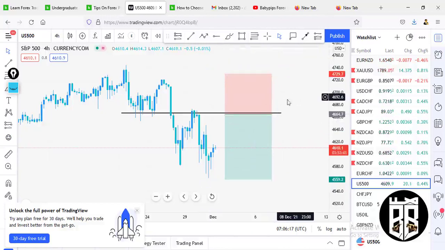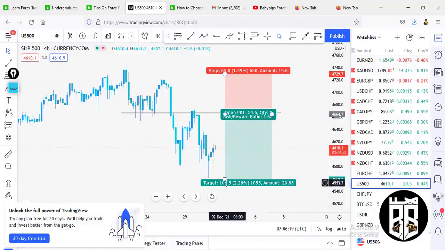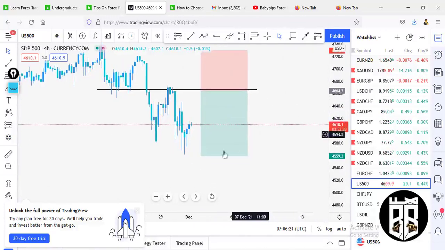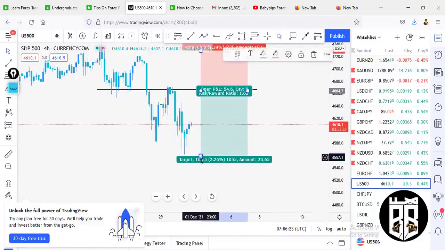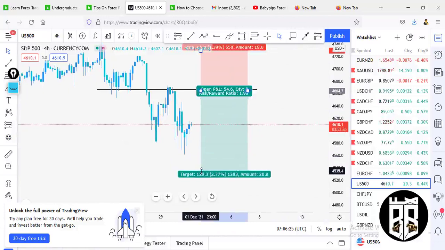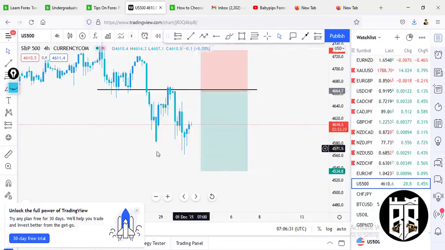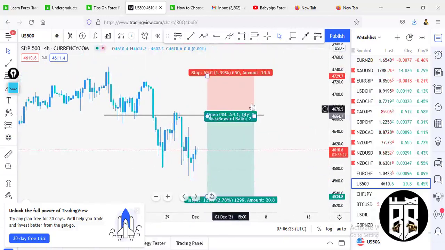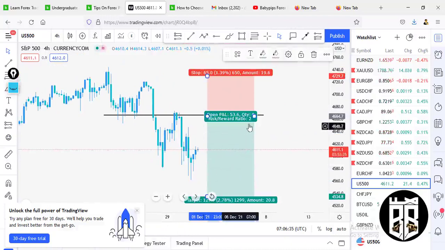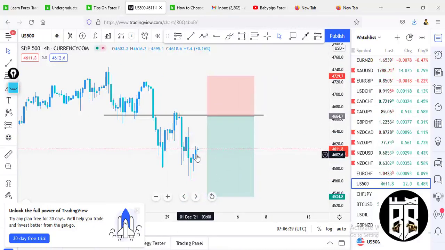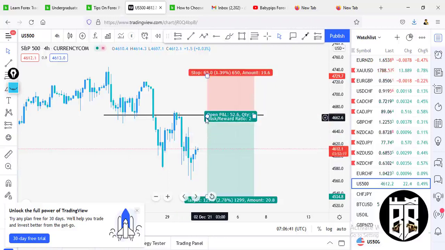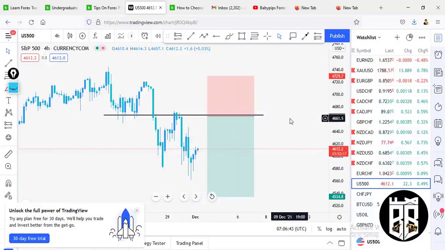So I think it's around this level. Now this is about a 1 to 62% risk to reward ratio. So let's make it 1 to 2 risk to reward ratio. Okay. So this is my risk, this is my reward. So this is how the plan is. Once price gets up to this level, I'm either going to put an instant execution or a sell stop.